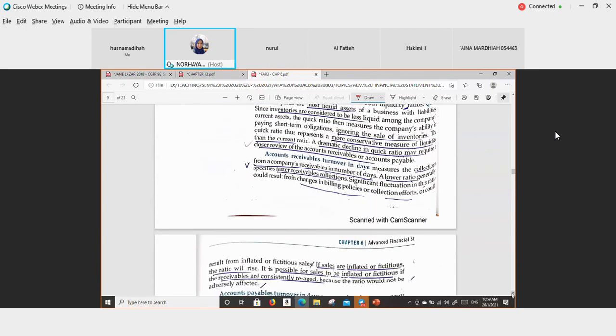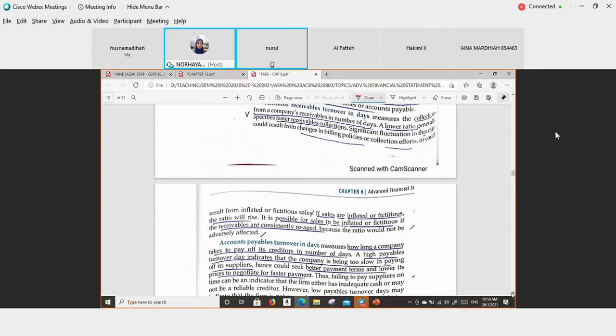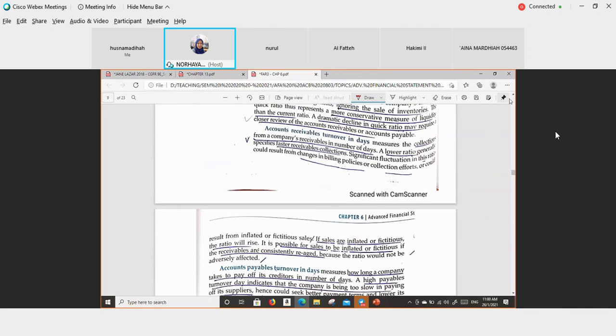Sama juga ratio. Okay, account receivable turnover index. Tengok dia punya details. Measure the collection of company receivable in number of days. Apa guna account receivable turnover ni? Apa dia punya role, apa dia punya fungsi? Mengira apa? What is this ratio for?